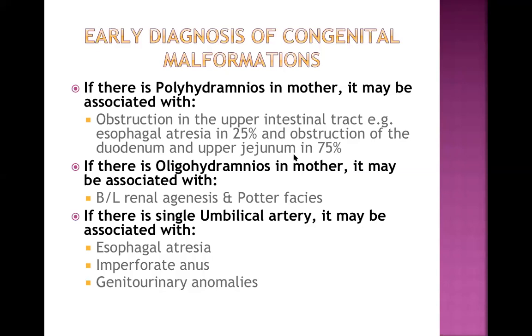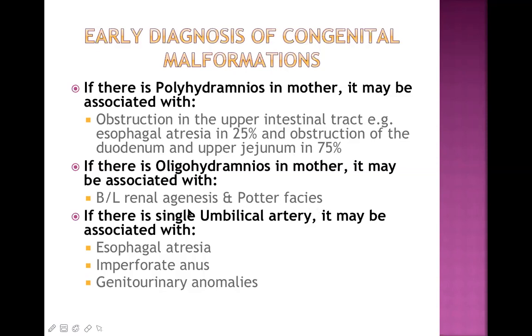If this type of baby is born, their body, especially the face, is compressed by the uterus. Because of constant contraction of the uterus, the face is compressed. This is called Potter facies. I'm sure you have studied this in pathology. Potter facies. So this is oligohydramnios and polyhydramnios, and how we suspect congenital malformation.